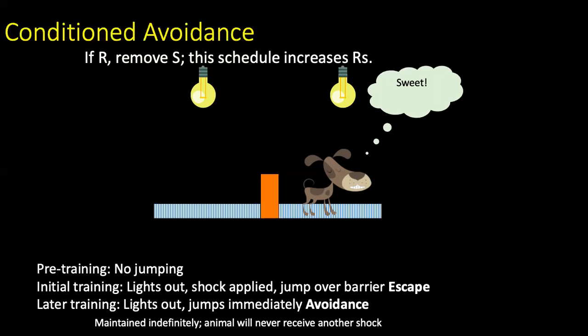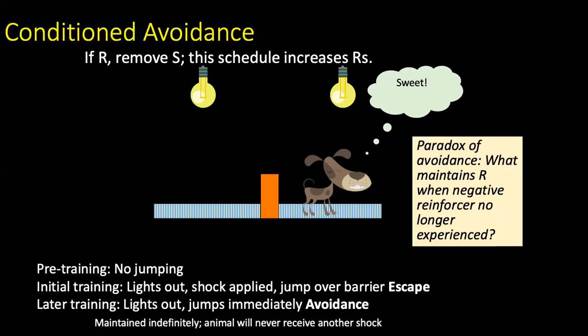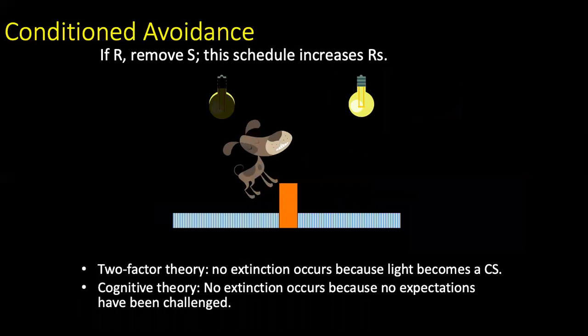And so this should start to seem a little weird based on learning principles that we've thought about. Why wouldn't this behavior extinguish at some point, right? What maintains that response when the negative reinforcer is no longer experienced, right? And so this is something that has given psychologists and neuroscientists now a lot to think about in terms of what is the mechanism that keeps this learning, this memory alive when there's no more reinforcement to keep it there.